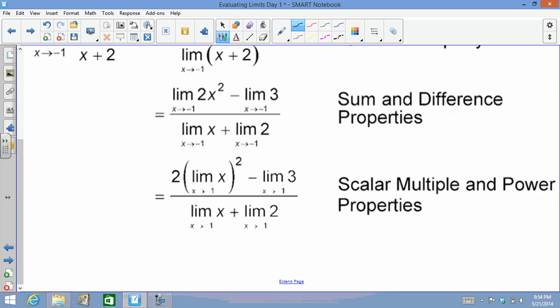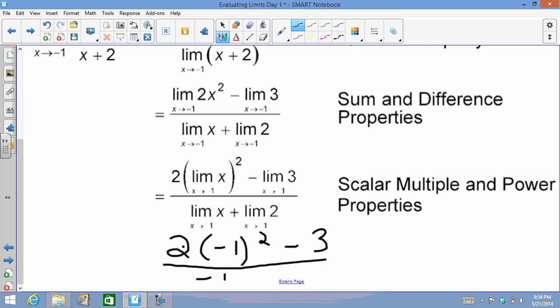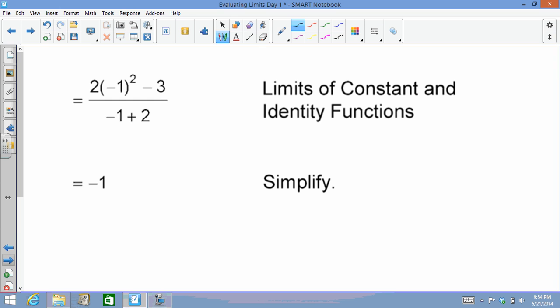But again, it seems kind of redundant to be doing the same thing over and over again, because all we're going to be doing is placing our -1 in place of x. So I'm going to have 2 times -1 squared minus 3, because I can't plug a -1 in for an x because there isn't an x, over -1 plus 2. And then I'm just going to take that and simplify it.